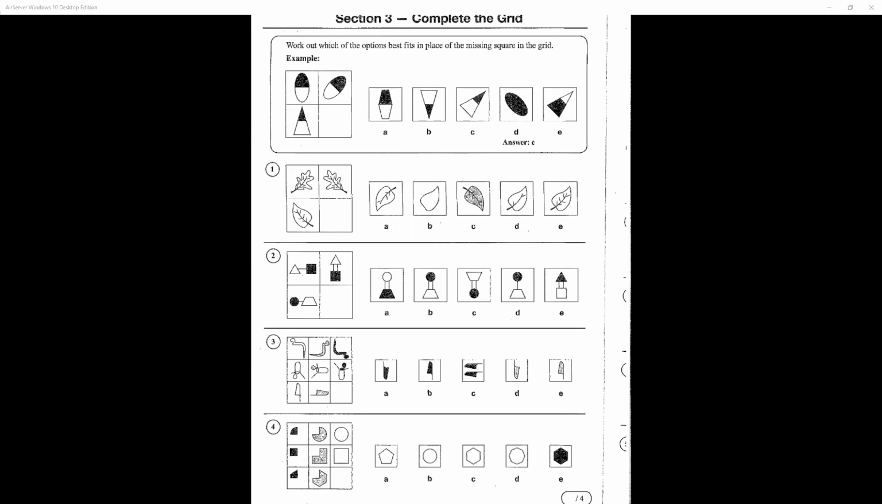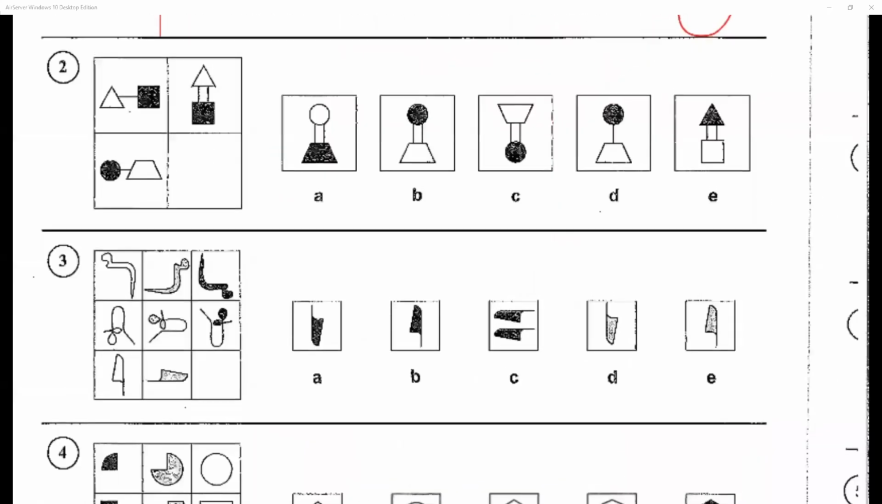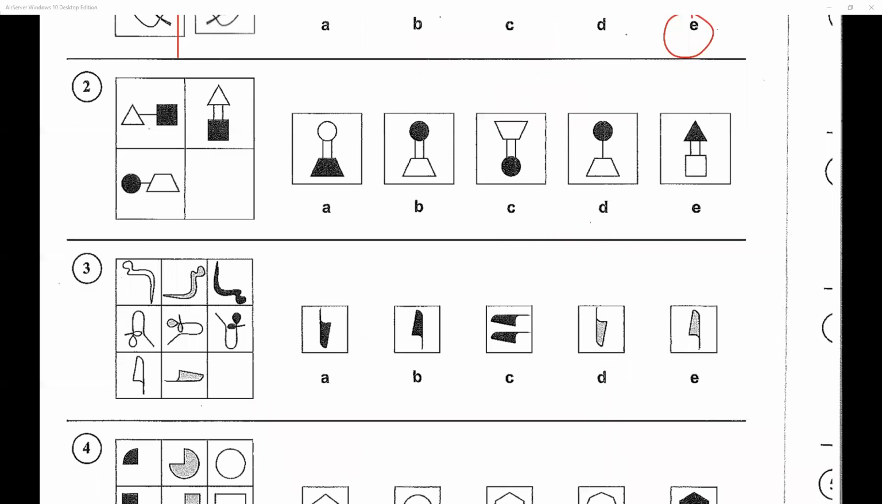Question number 1, section 3, complete the grid. Go, Reem, number 1. What's the answer? Correct. Why is it E? Because it's reflecting. There we go. I'll cut it for you. I'll paste it for you. And let's see if you match it. This looks nice. It looks beautiful. It's a reflection vertical axis, which is here. Good.